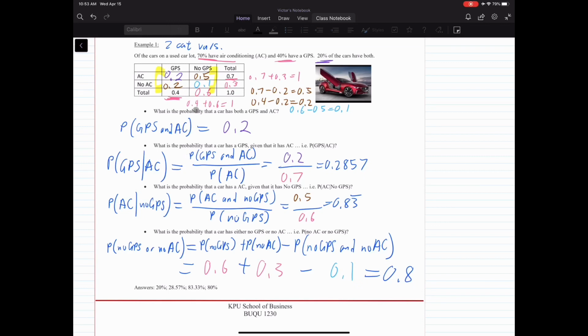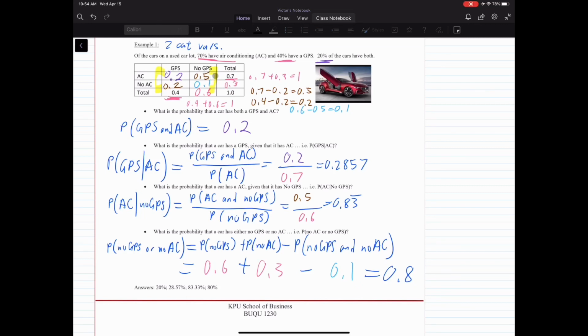Same idea for GPS and no GPS. All the cars have to add up to 100%, and within all the cars, 40% have GPS. So therefore, 60% of the cars will have no GPS, because 40% plus 60% has to add up to 100%. Once we have solved for the marginal probabilities on the outside, we can look at the joint probabilities inside.